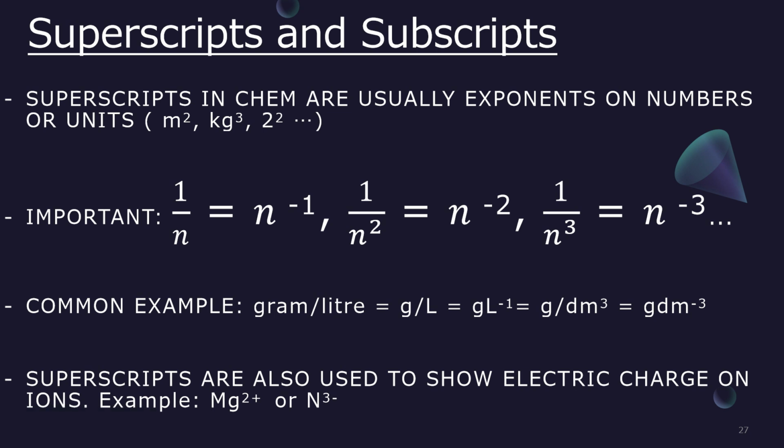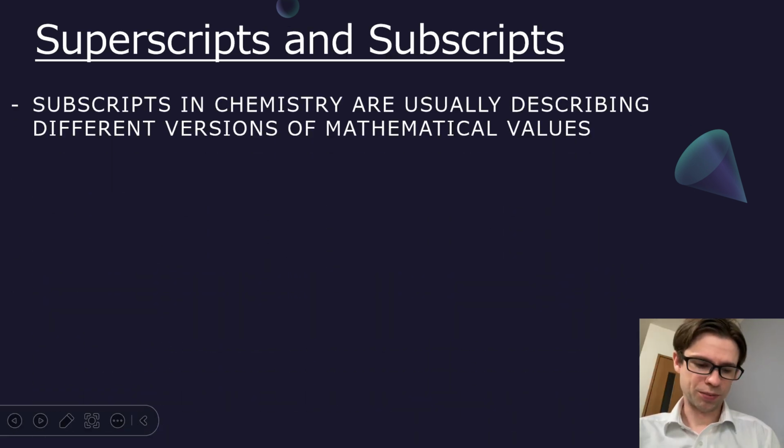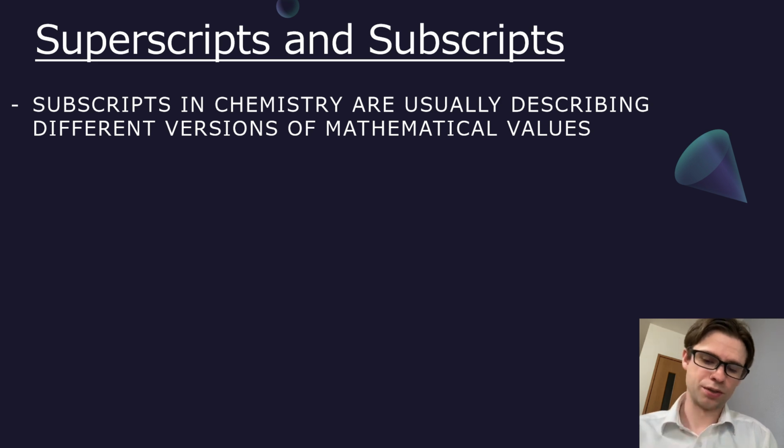Superscripts are also used to show electric charge on ions. We'll talk about what those are later, but Mg superscript looks like kind of to the power of 2 plus, or N superscript 3 minus. This represents electric charges on those ions. You'll often see that as well. Alright, what else? Subscripts. Subscripts in chemistry are usually describing different versions of mathematical values.